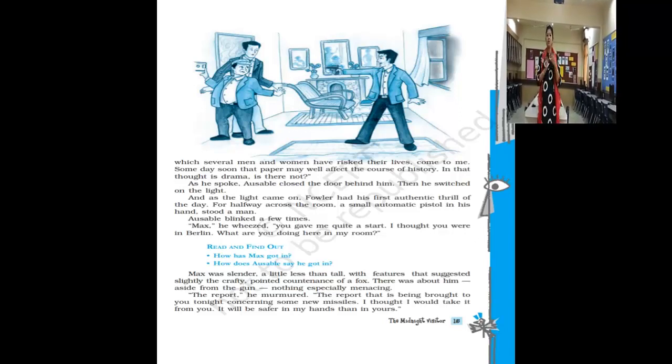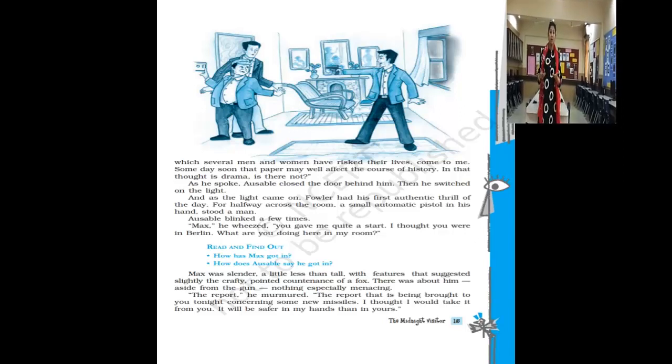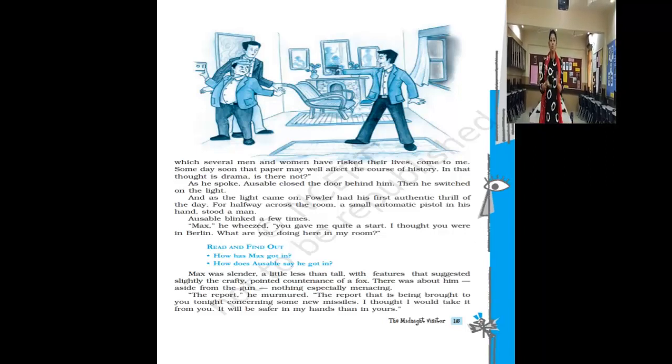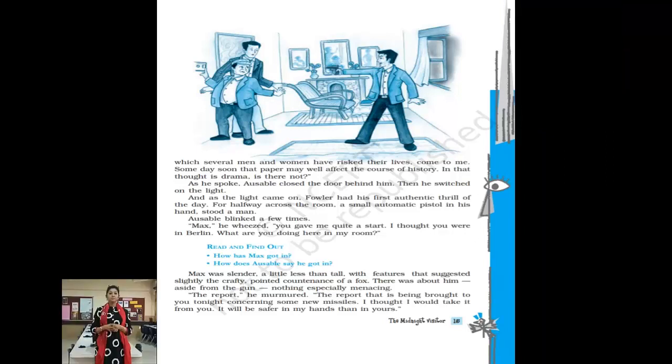So Ausable was stunned to see Max in his room with a pistol. You remember I introduced three characters: Ausable, Fowler, and Max. Now Max is the rival of Ausable. So he had thought he was in Berlin. Max was lean and lanky and crafty and had the face of a fox. Now the reason you can understand, because when the author says he had the face of a fox, that means very cunning, right? There was only one menacing thing about him, that he was holding a pistol in his hand, which was an automatic pistol.